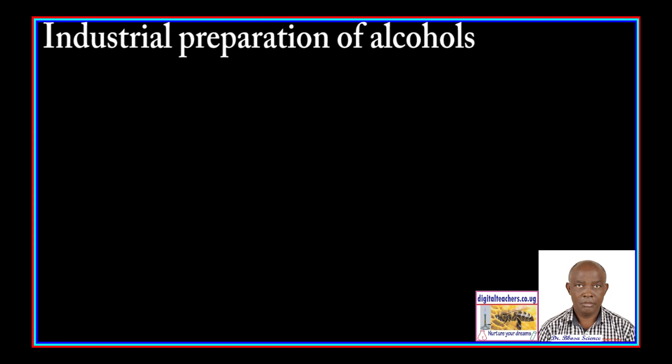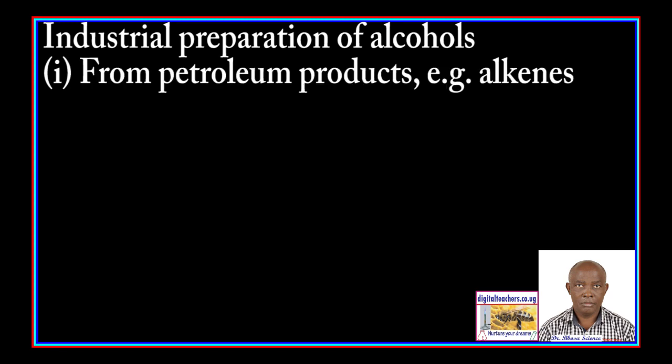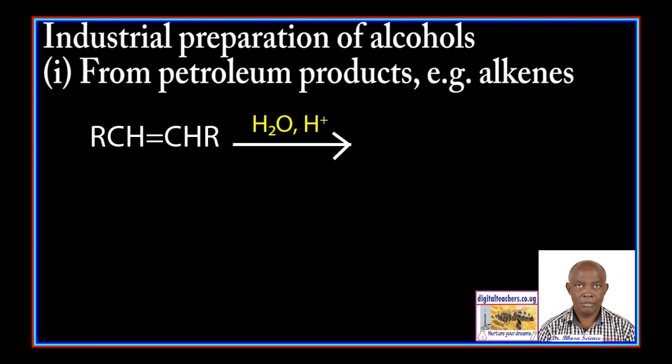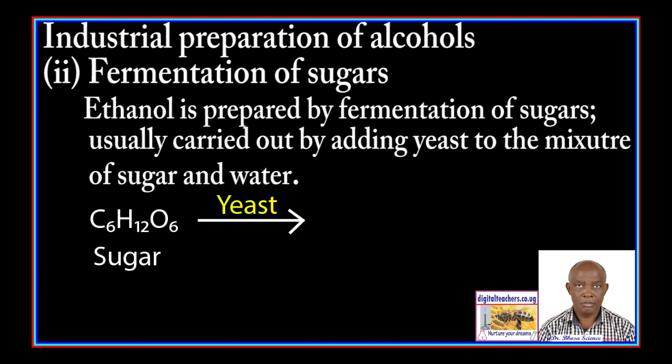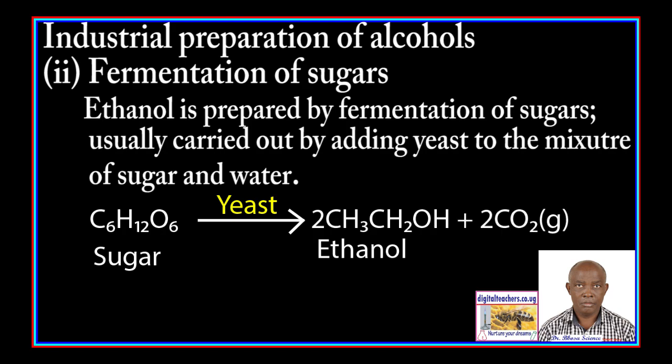Industrial preparation of alcohols. 1. From petroleum products. For example, alkenes. Alkenes are hydrated in the presence of acid to form alcohols. 2. Fermentation of sugars. Ethanol is prepared by fermentation of sugars, usually carried out by adding yeast to the mixture of sugar and water. Sugar plus yeast will give you ethanol and carbon dioxide.